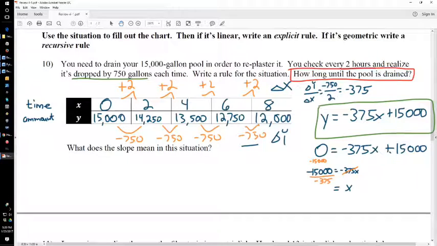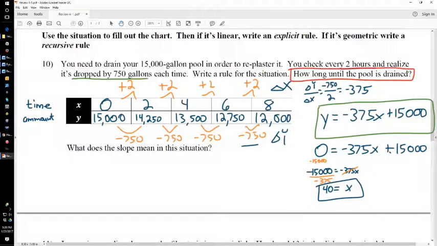Oh, come on. My phone closes out way too quickly. 40. It will take 40 hours, according to this model, for the pool to drain.